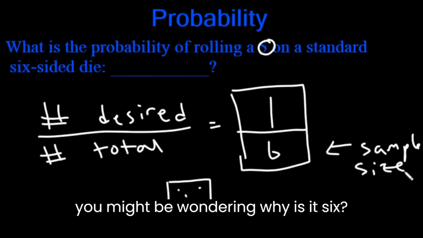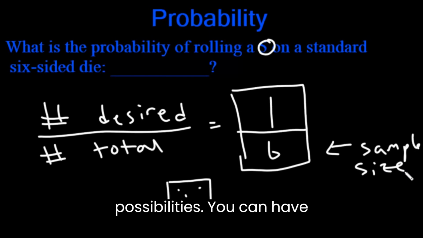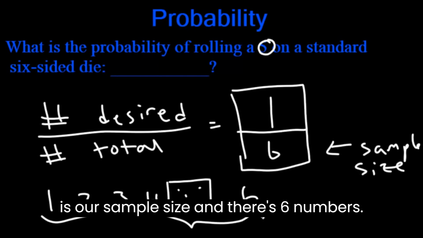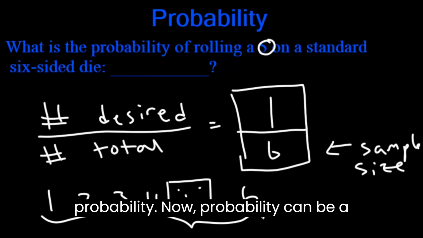You might be wondering, why is it 6? Well, we can list out the 6 different possibilities. You can have 1, 2, 3, 4, 5, and 6. This is our sample size, and there's 6 numbers in it. So that's all you need to know for probability.